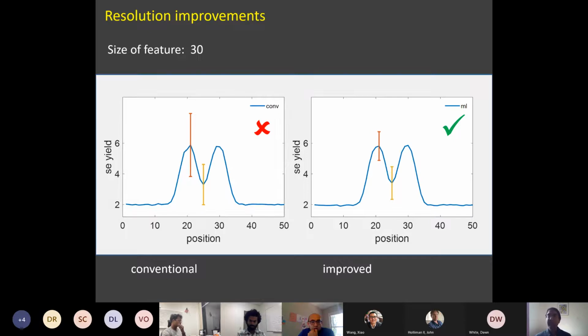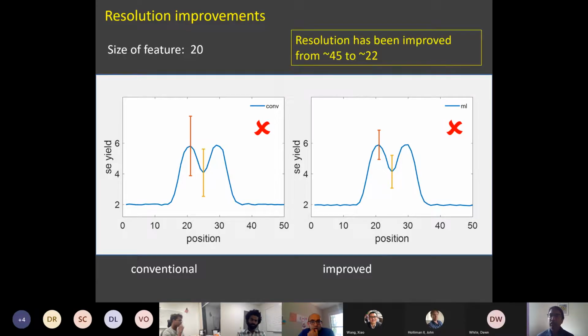At 30, the improved method is still successful. At 25, it again is successful. At 22, it's just barely successful. At a feature size of 20, now even the improved method is failing by this metric. So my claim or interpretation of this set of simulations is that the resolution has been improved from about 45 to about 22.